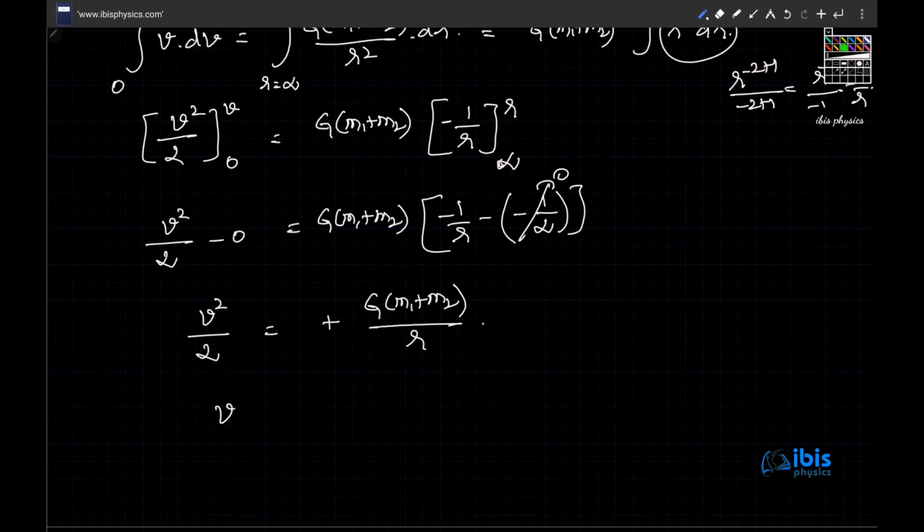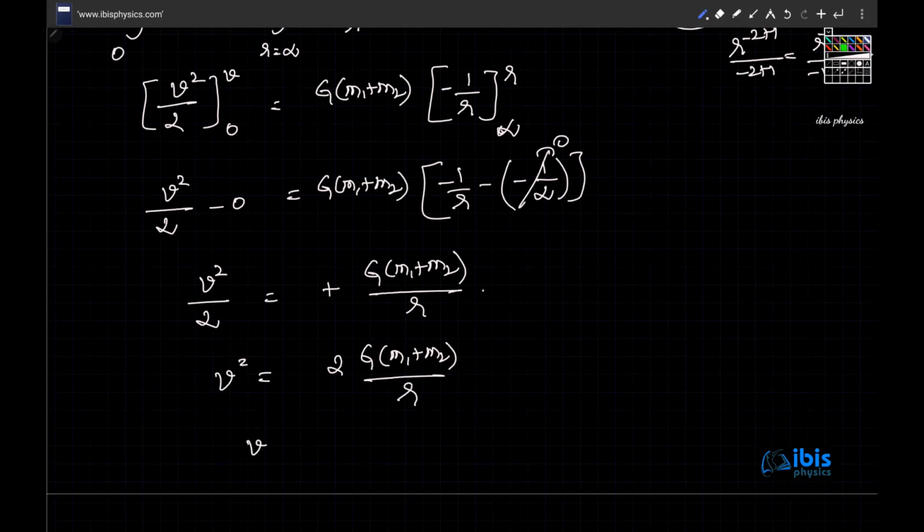So v square equals 2 into G into m1 plus m2 by r, or the relative velocity of approach is root over 2G into m1 plus m2 by r. There is another way of doing this that we will be discussing in the next video.